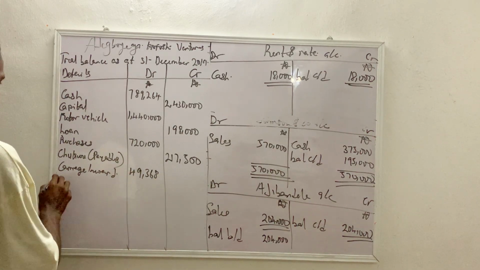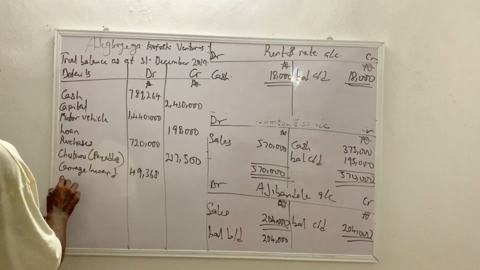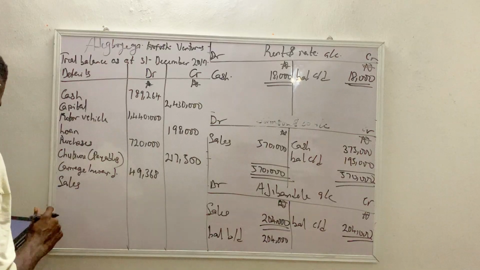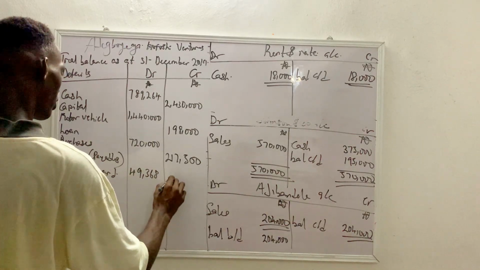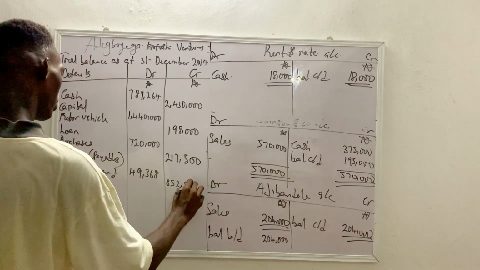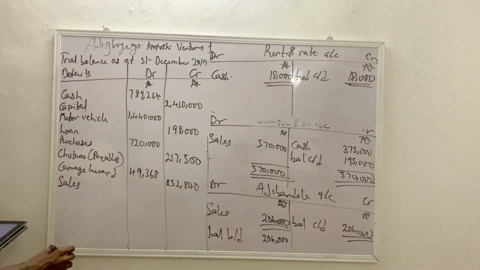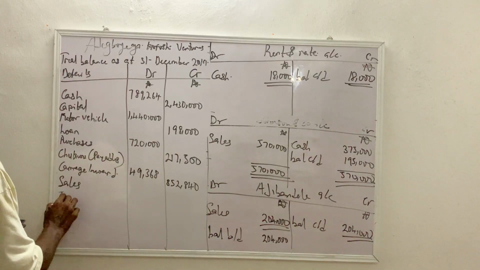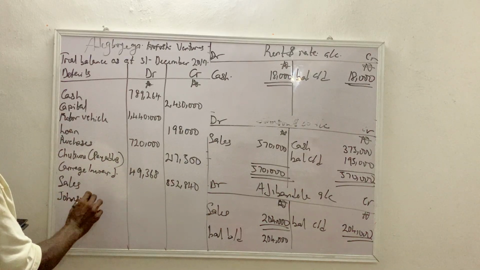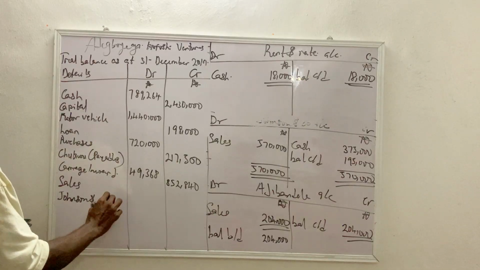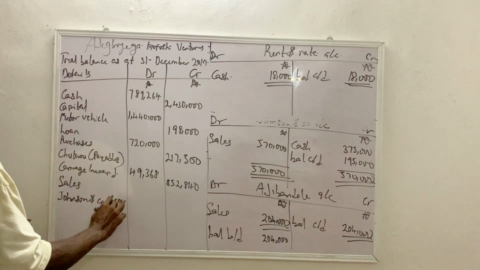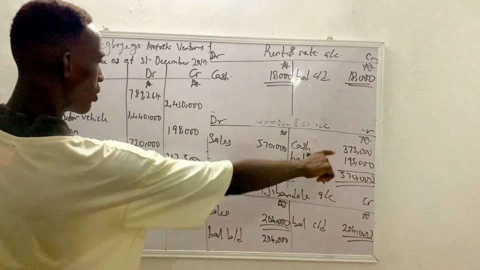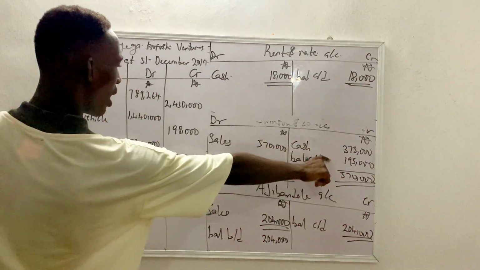Then next is what? Our sales. Our sales is 852,840. Then we have Johnson and Co. So you can put it receivables. Receivables, which is going to be on the debit side. That was how much? 195,000. This is our balance carried down.